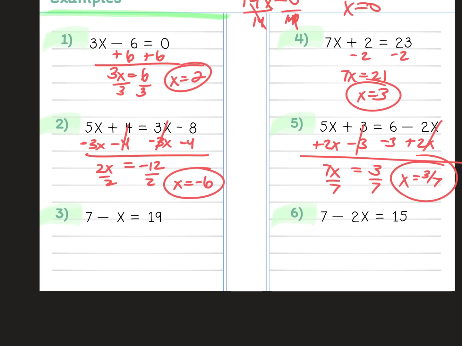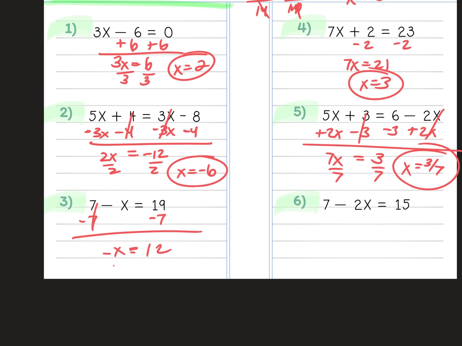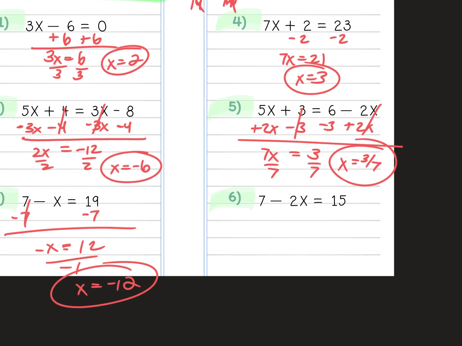All right, let's look down here at 3 and 6. Again, on number 3, I'm going to subtract 7 because it's positive. So this becomes negative x equals what? 12. Can I leave my answer like that? No, we're going to divide both sides by -1, so x equals what? -12. Good.